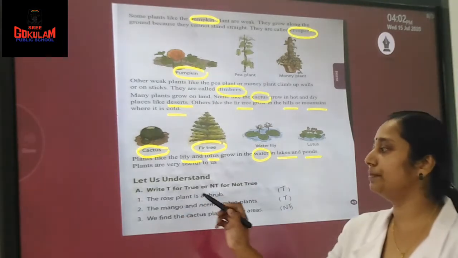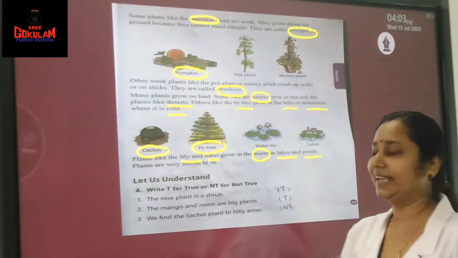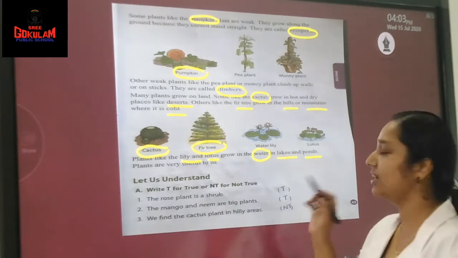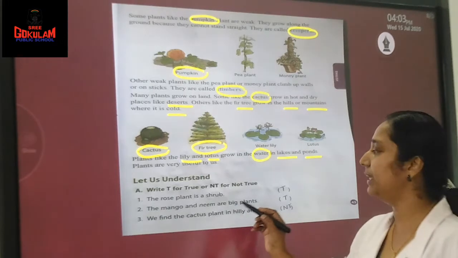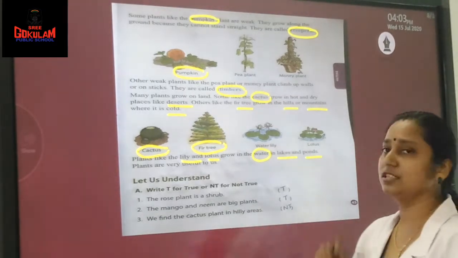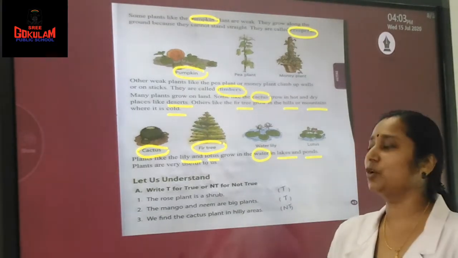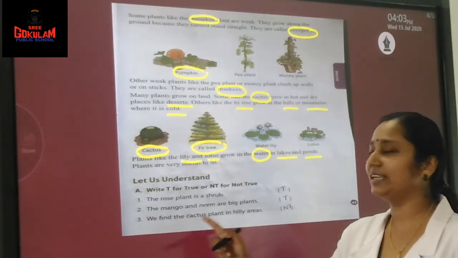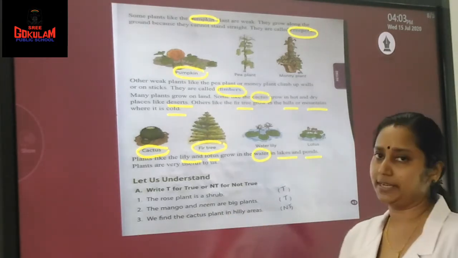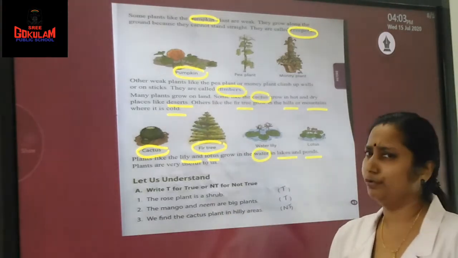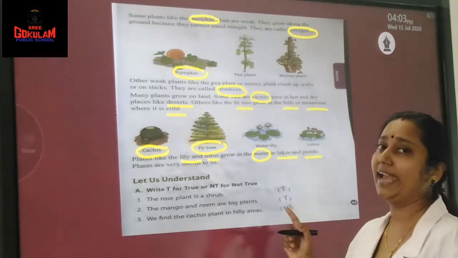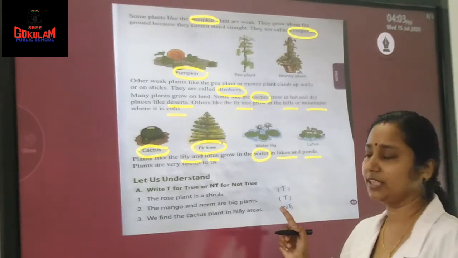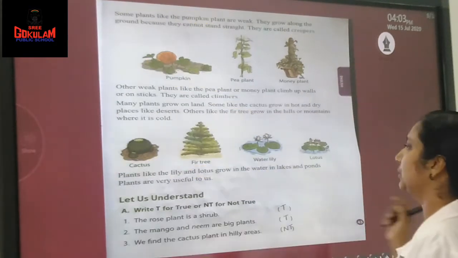First one, the rose plant is a shrub. Yes, it is true. So teacher wrote here T. The mango and neem are big plants. Yes, T. Because it is true. We find the cactus plant in hilly area. Is it true? No. So you can write here not true, NT. Okay, children? Now next page.